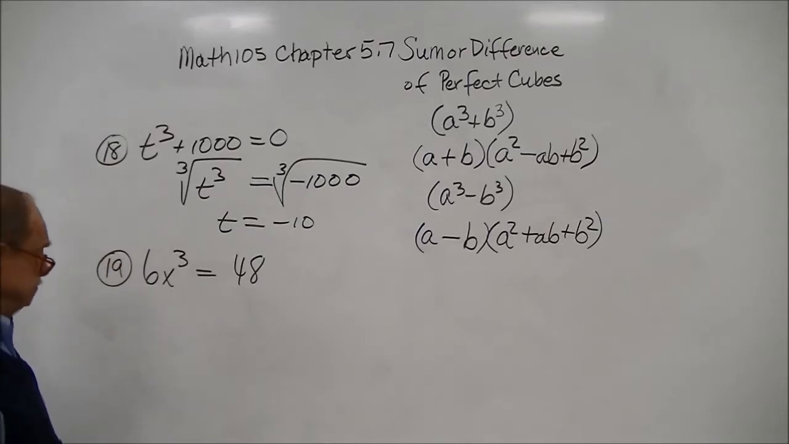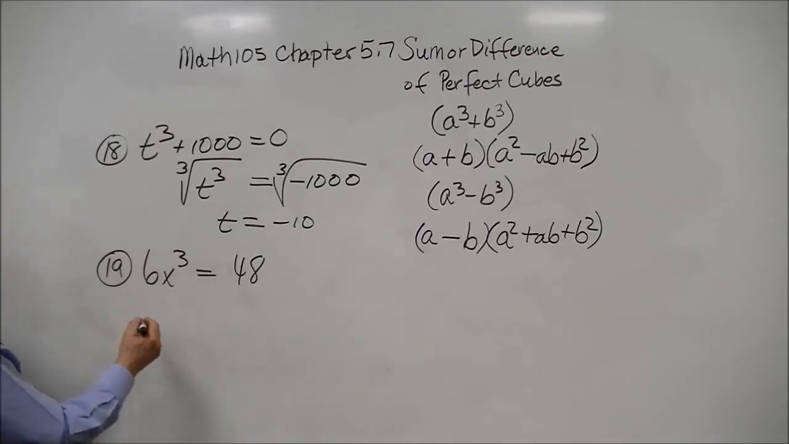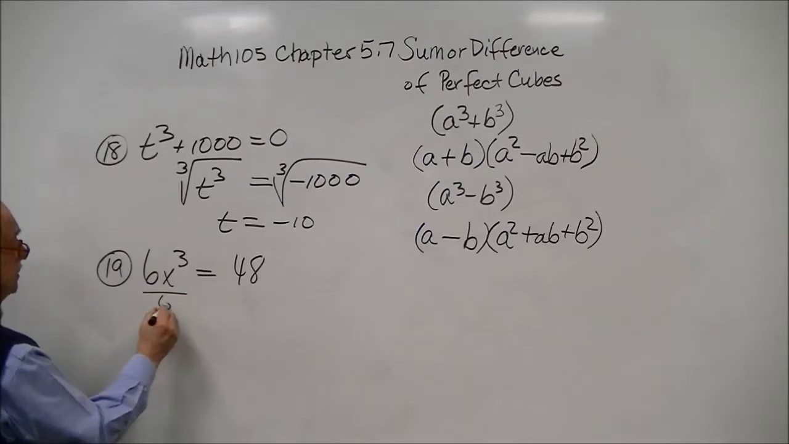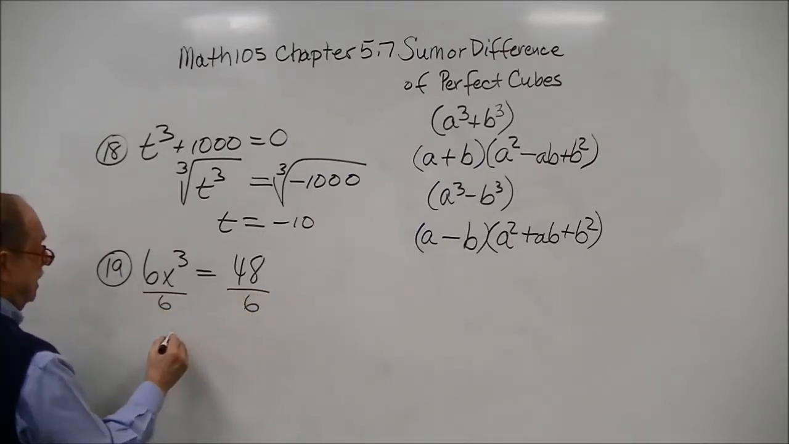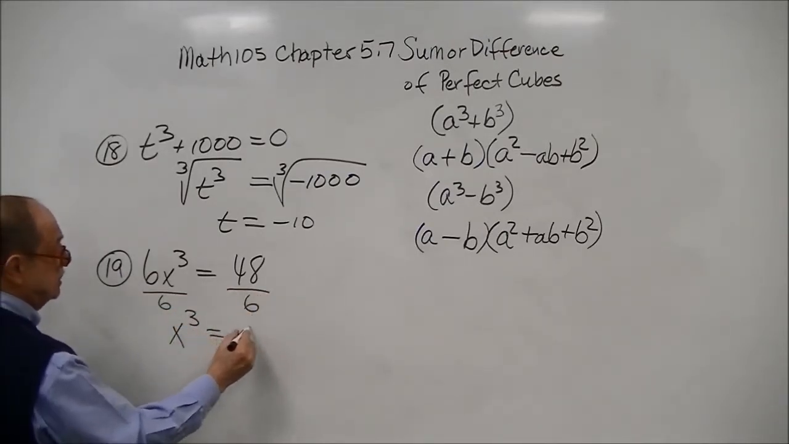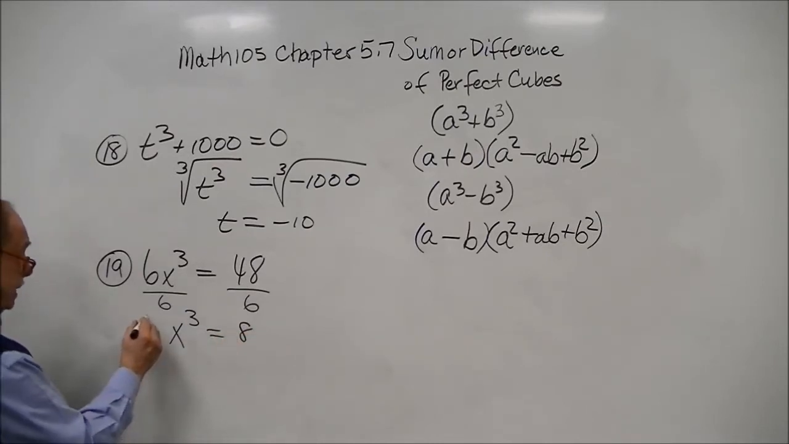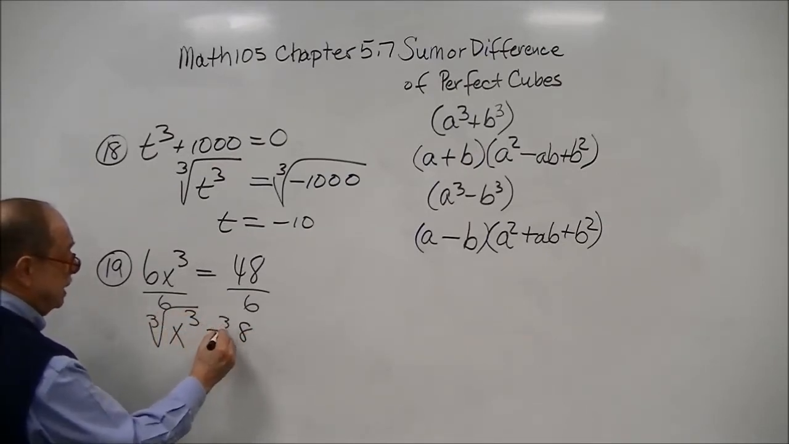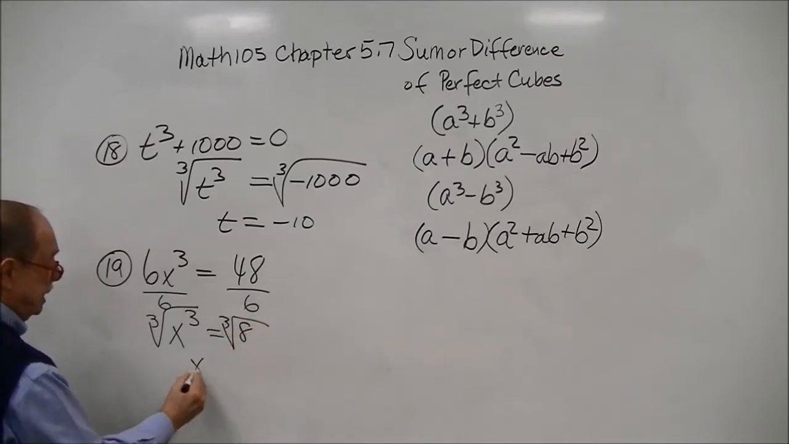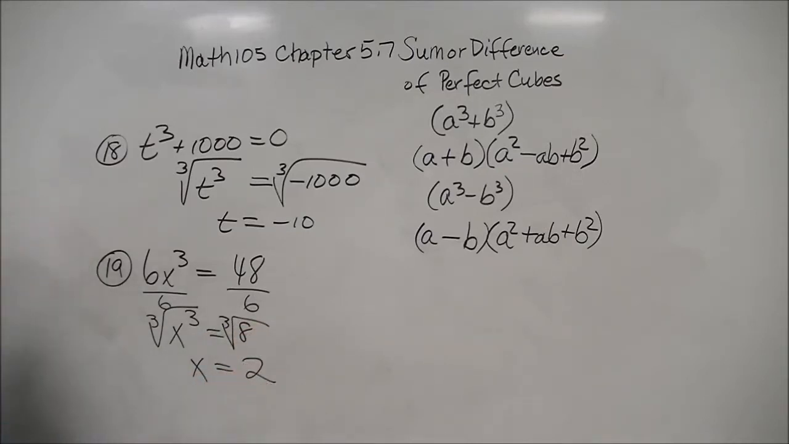Again, I'm not sure if you're going there in the course or how they're going to treat this. That's how I would. And then for number 19, again, you're going to divide both sides by 6. You get x cubed equals 8. Now take the cube root of this side and the cube root of that side. You get x equals 2.